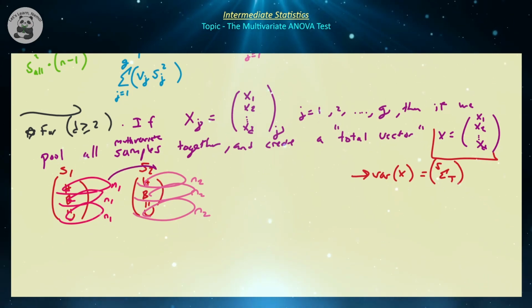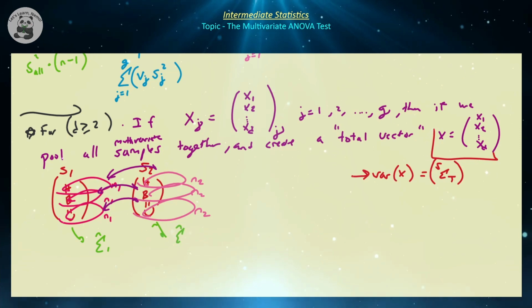And then what we're going to do is pool all these happiness values together, pool all these blood pressures together, and we're going to be creating some total vector, and that's going to be generating an associated covariance matrix, right? Because generally speaking, this is going to generate a covariance matrix sigma hat 1. This is going to generate a covariance matrix sigma hat 2.